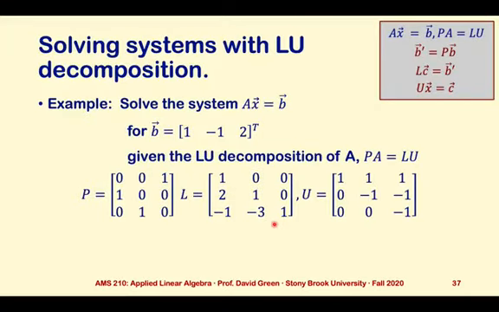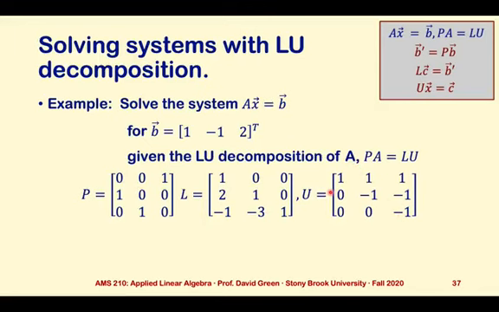So perhaps the best way to understand this is to go through a quick example. Imagine solving the system AX equals B for a given right-hand side. I'm writing this with a transpose just so that I can write it in a row here as opposed to a column, where we're not actually given A, but rather we're given the LU decomposition of A. PA equals LU, where this is our P, this is our L, this is our U.